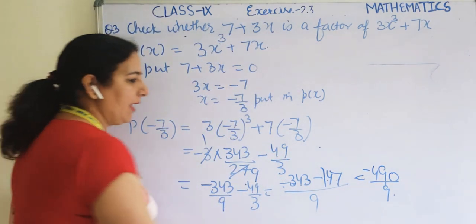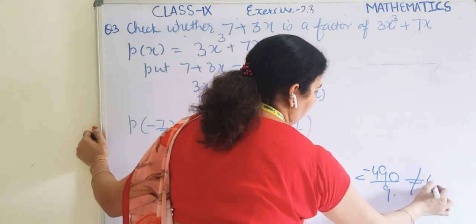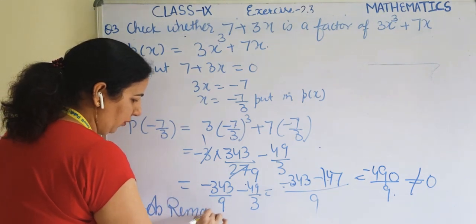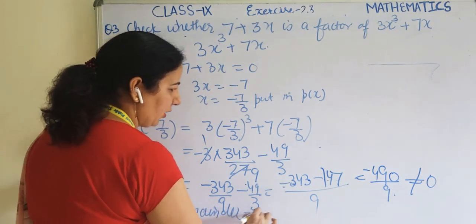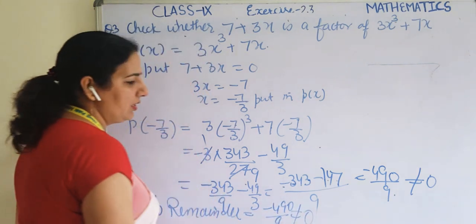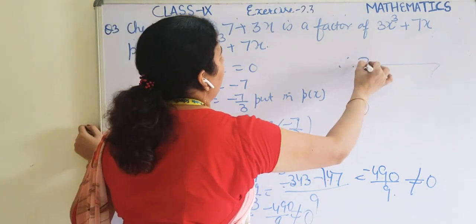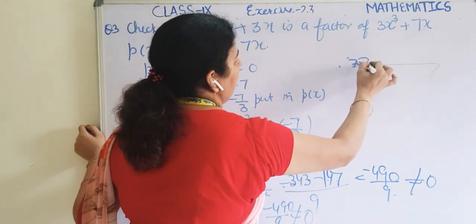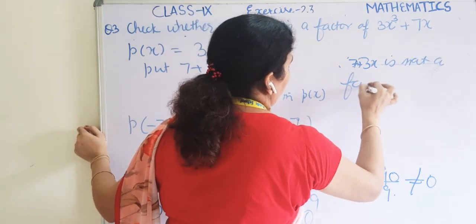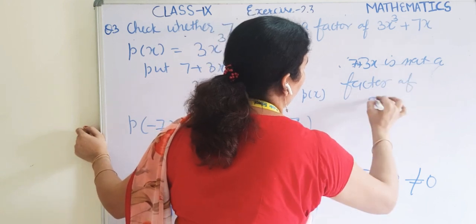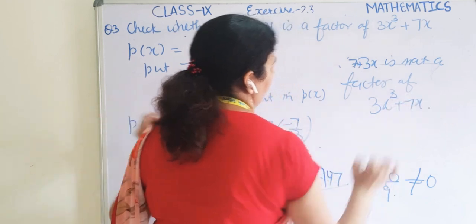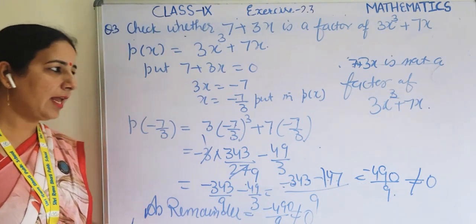490 upon 9. Is it equal to 0? No, this is not equal to 0. As remainder is equal to minus 490 upon 9, which is not equal to 0. Therefore 7 plus 3x is not a factor of 3x cube plus 7x. If our remainder will be 0, then yes, it is a factor.